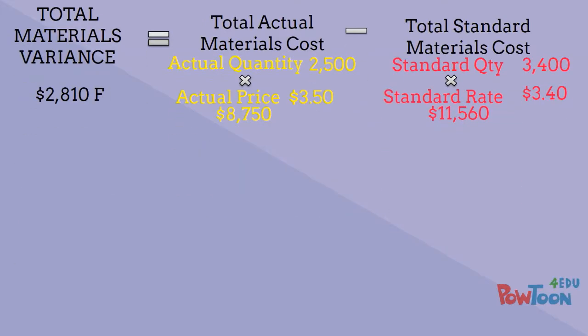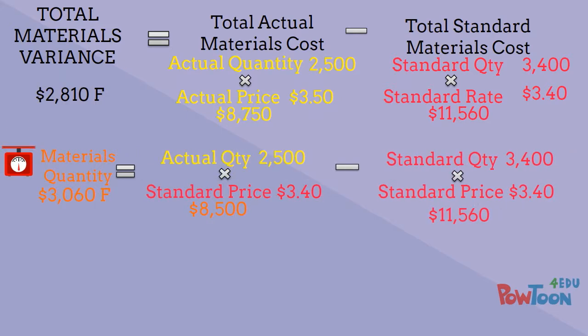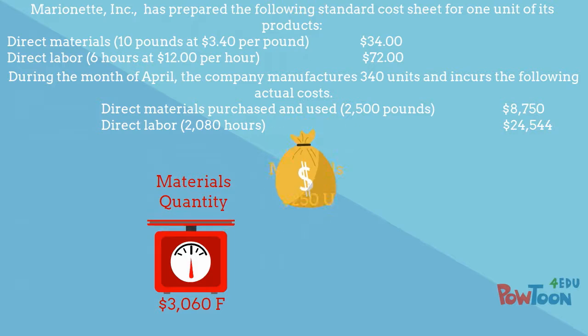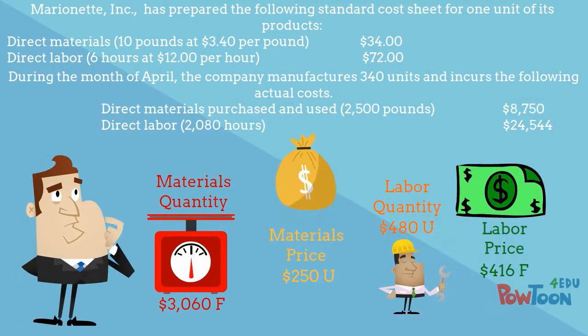Here is a summary for the materials variances, which show that the total favorable materials variance consisted of a large favorable materials quantity variance and a small unfavorable materials price variance. Now that we have identified all of the variances for Marionette Inc.'s April production, managers of the company can be evaluated based on their effectiveness against the standards.